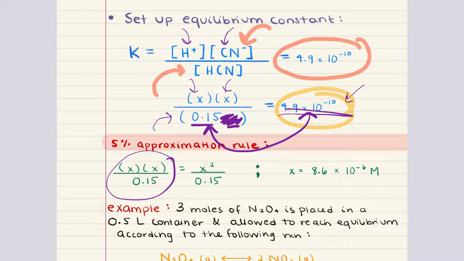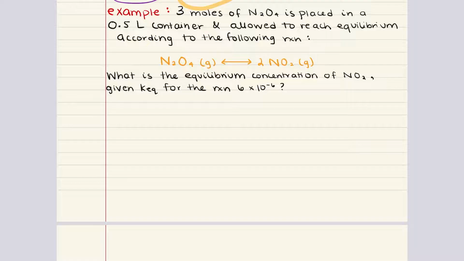So in our problem, we indeed can make this assumption. And what we have to work with now is the following. Now we have x squared over 0.15 equals 4.9 times 10 to the minus 10. And this is a simple calculation to make to solve for x. Now that we've explored these concepts for equilibrium calculations and some of the important assumptions we can make and the important tools we can use like ICE table, let's jump into another practice problem.